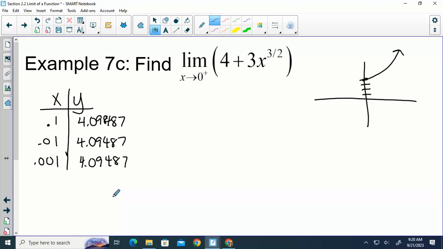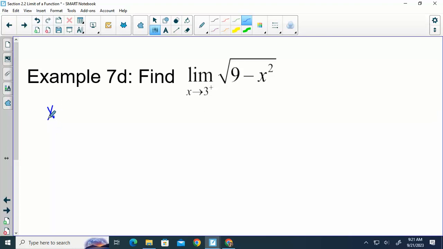So if we look at this, what's it approaching? 4. If we look at our graph, as we are coming in from the right, traveling on this line, what's our y value approaching? 4. So either way, we should get 4. Right. Is that one okay?